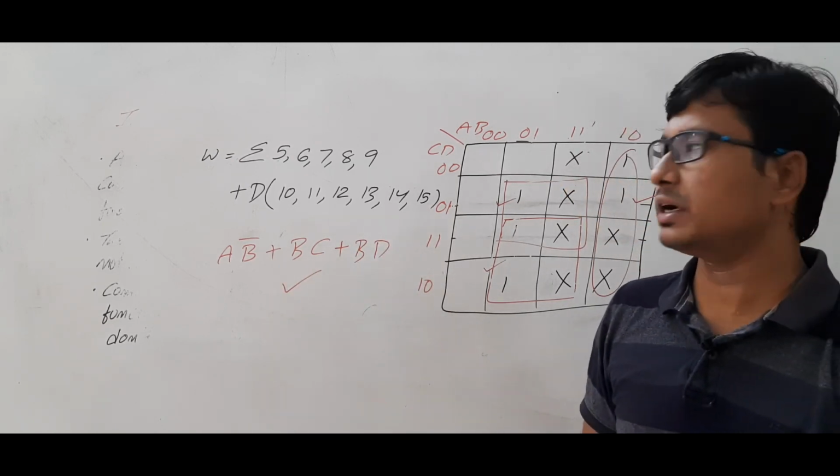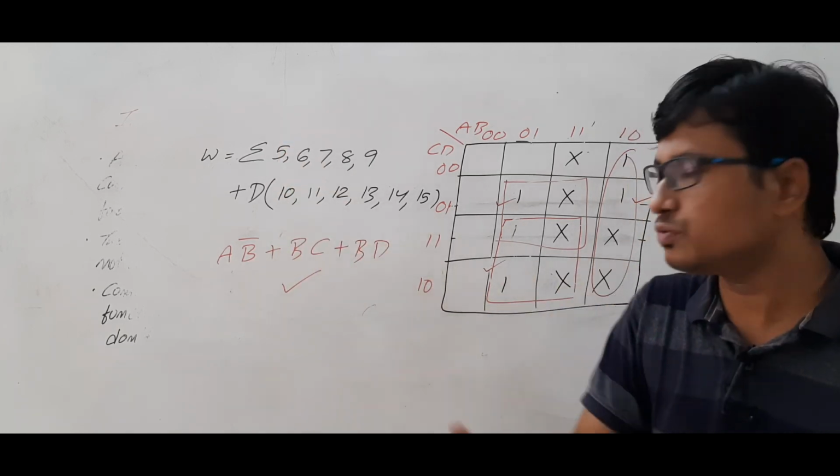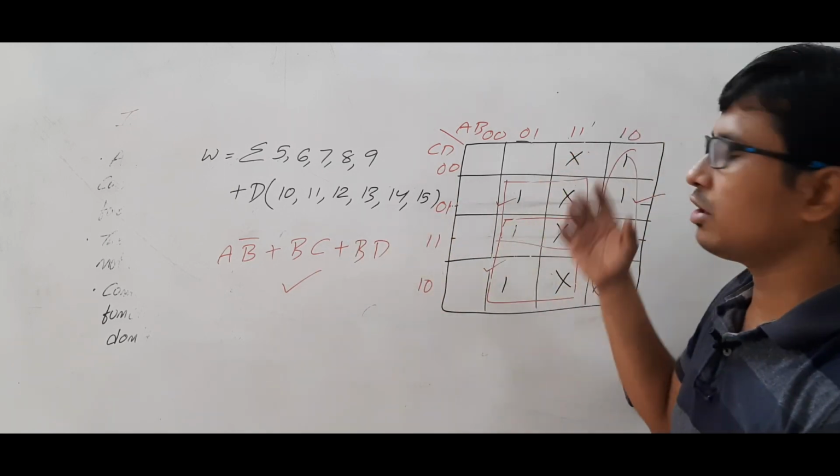So I hope you have understood how to simplify when there are don't cares. If they are useful, we will consider them. If they are not useful, when we are grouping the ones, we will not consider them.